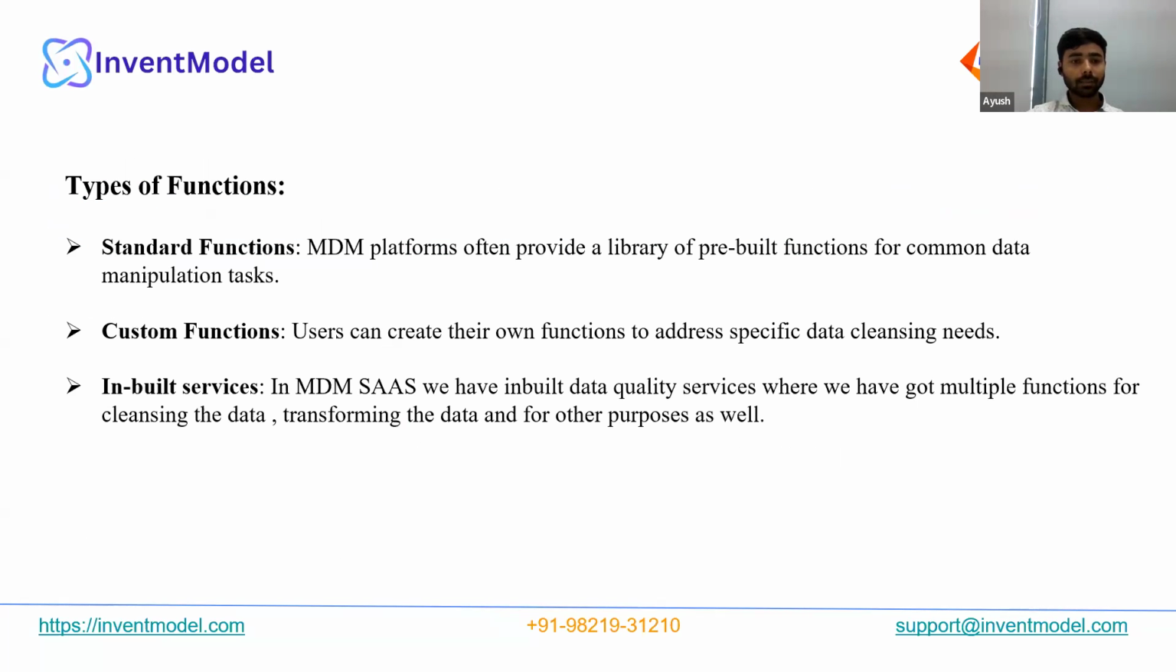And the different types of functions available in MDM SaaS. The first one is standard function. The standard functions are the functions that are already available, like string functions to convert a string into uppercase, lowercase, to find any particular character from a string, and to remove the noise that we have seen in the Informatica on-premises. So these are the pre-built functions which come under the category of standard function.